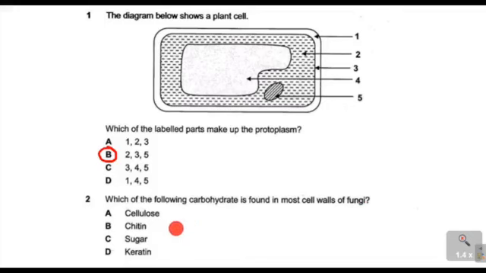All right. So the carbohydrate that is found in most cell walls of fungi: we have A, cellulose, B, chitin, C, sugar, D, keratin. The carbohydrate that is found in most cells of fungi is chitin. So the answer here is chitin. Then cellulose is the carbohydrate that is found in most plant cells, specifically the cell wall of the plant cell, which protects the plant against any infection and damage. So we have answered this question. We now move on to our next question.